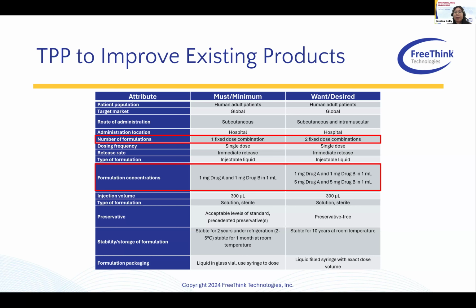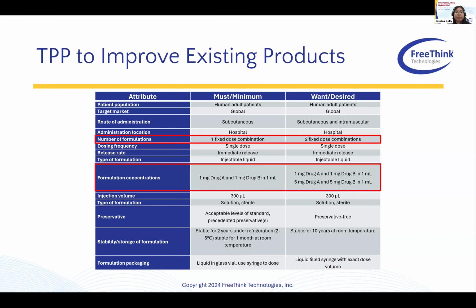So here in the number of formulations and formulation concentrations attributes, we can see the team would like to develop two fixed dose concentrations, one at a lower dose of 1 milligram drug A to 1 milligram drug B, and one at a higher dose of 5 milligrams drug A to 5 milligrams drug B. Then to prove feasibility here, we would need to determine if that higher dosage can feasibly fit into the required dosing volume of 300 microliters.